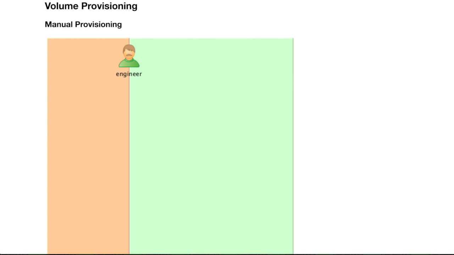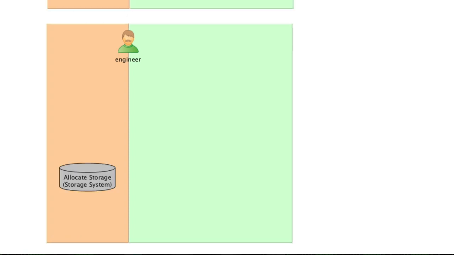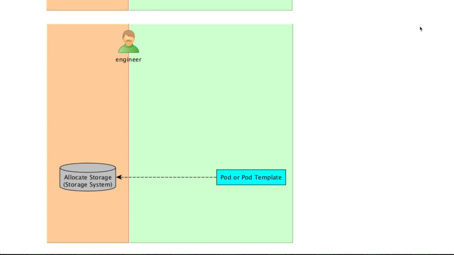We've got a single engineer here, and this engineer is in charge of the storage system, which is the left side of this diagram, as well as the Kubernetes cluster, represented by the right side of this diagram. This engineer needs to provision storage for their application. So first what they'll do is go to their storage system and allocate some storage. After the storage is allocated, the engineer will then go to Kubernetes and modify their pod or pod template to reference this new storage. This is what we call a direct volume reference.